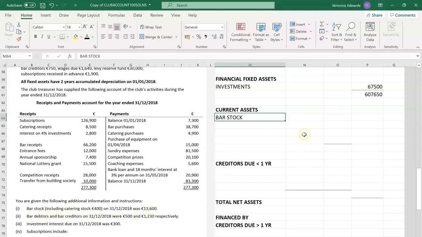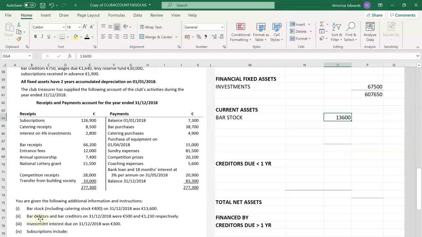At the end of the year, you had stock, and in this case, it amounted to 13,600 in total. Now, we know some of that was catering stock, but essentially whether it's catering stock or bar stock, it's still a current asset. So I've just included it here as one figure, 13.6. I presume that that stock will be sold next year, turned into cash and spent essentially. Okay, so it'll be gone within the next year.